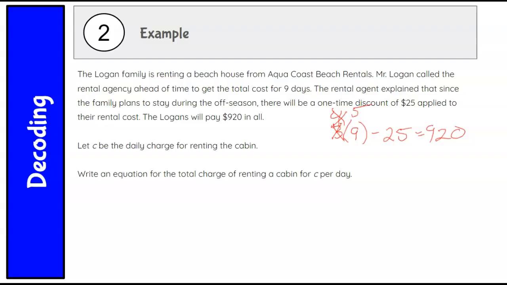And of course, this would be one way that you could figure out what the right answer is. What is the cost per day to rent this cabin? However, what you'll notice is what we're changing there is the variable. Variable actually means it's varying. That part that we're changing is the C. So we replace this with the C, and traditionally we put the 9 first. And we get 9C minus 25 equals 920. That's an equation for the total charge of renting a cabin for C per day.